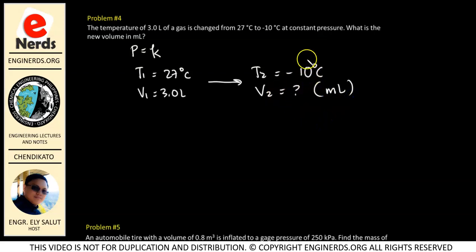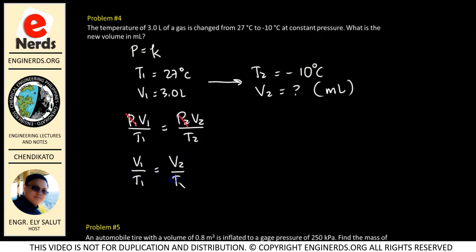So, let us use again our combined gas law. We have P1 V1 over T1 is equal to P2 V2 over T2. And we are operating at constant pressure process, so our pressure will be cancelled out, no? Therefore, ang may iwan sa atin is V1 over T1 is equal to V2 over T2. Okay, so, ang hinahanap natin is itong V2, okay, our final volume. So, let us isolate that. So, V2 is equal to V1 times T2 over T1, okay?